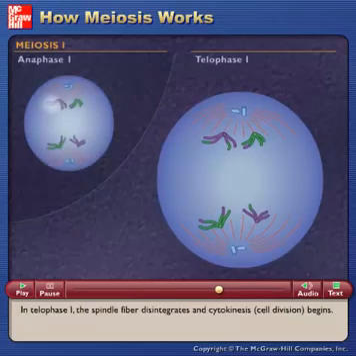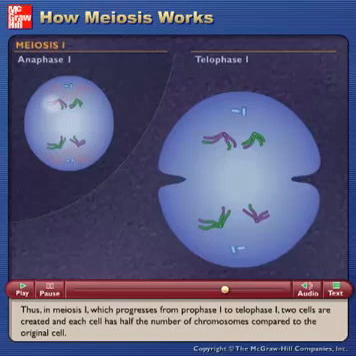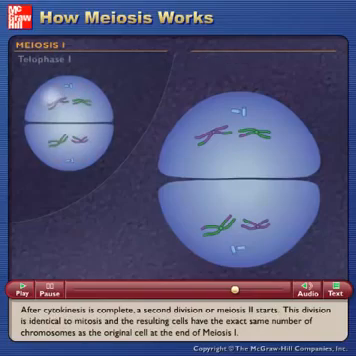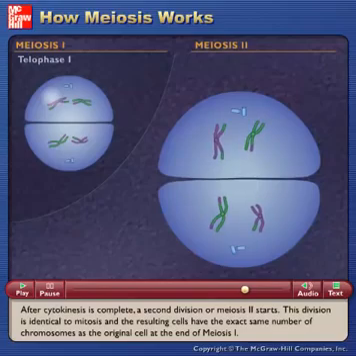In telophase I, the spindle fiber disintegrates and cytokinesis, cell division, begins. Thus, in meiosis I, which progresses from prophase I to telophase I, two cells are created, and each cell has half the number of chromosomes compared to the original cell. After cytokinesis is complete, a second division, or meiosis II, starts. This division is identical to mitosis, and the resulting cells have the exact same number of chromosomes as the original cell at the end of meiosis I.